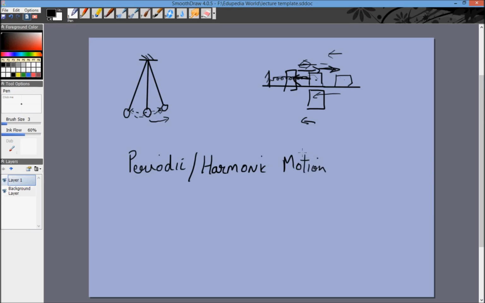And periodic or harmonic motion is any motion that is repeated after regular time intervals. So if a bob is moving to and fro in a pendulum, or if an object is moving from one extreme to the other, the motion is repeated after regular time intervals, and so that kind of motion is called periodic or harmonic motion. The time after which it is repeated is called the time period of that particular periodic or harmonic motion.